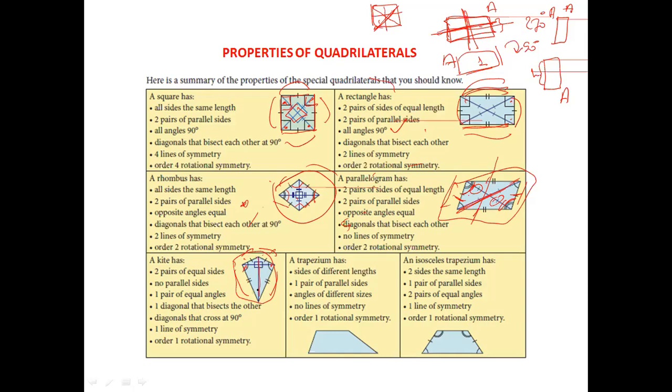Yes, the diagonals bisect each other, and the diagonals cross at 90 degrees, as you see. One line of symmetry. What is the line? It's a horizontal line. Sorry, a vertical line. It divides the shape into two equal parts. Order one rotational symmetry. When you turn 360 degrees, as you see, your shape will be the same shape.